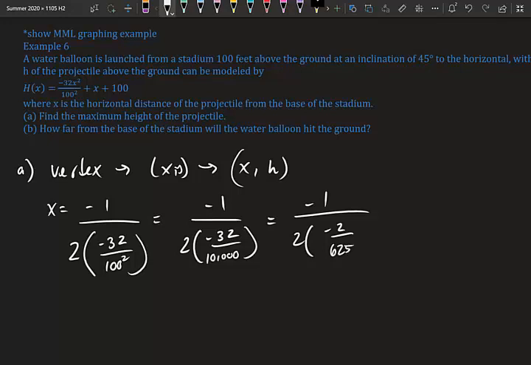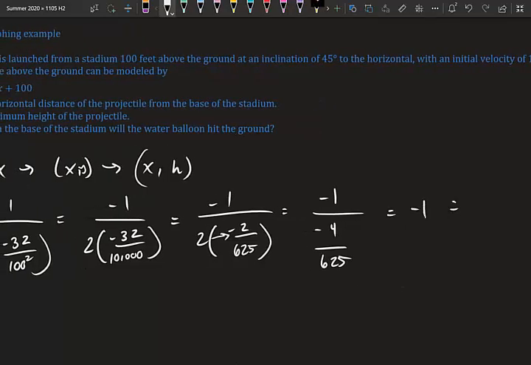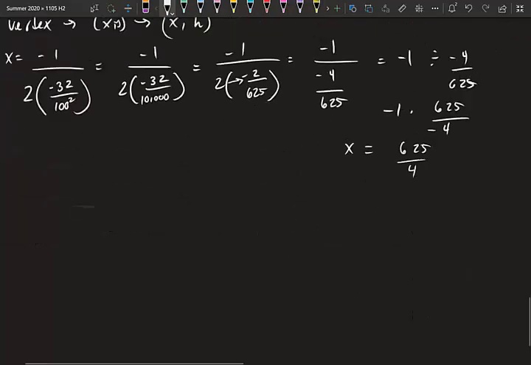I just divided by 16. I kept dividing by 2 until I got to it. Now we can multiply straight across. So we have -1 over -4 over 625. Keep, change, flip: -1 divided by -4 over 625, so -1 times 625 over -4, and that is 625 over 4. So that's the x of the vertex. Now we need to plug it in to find the y.